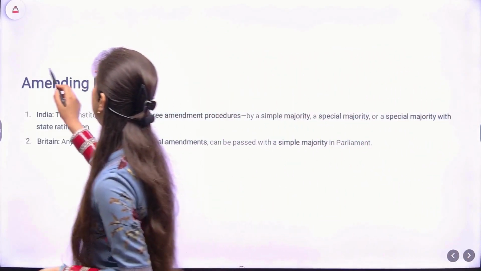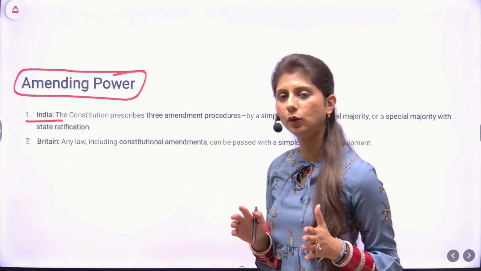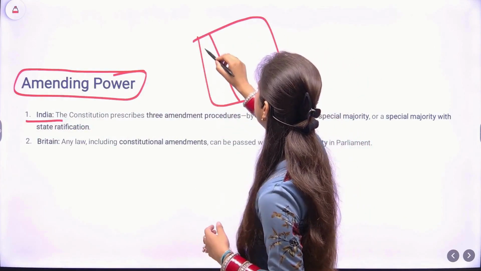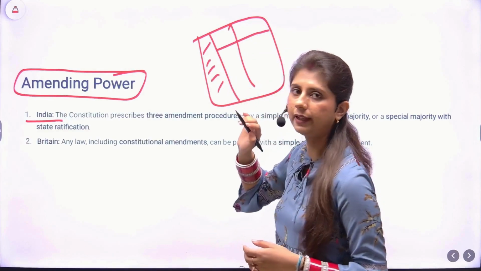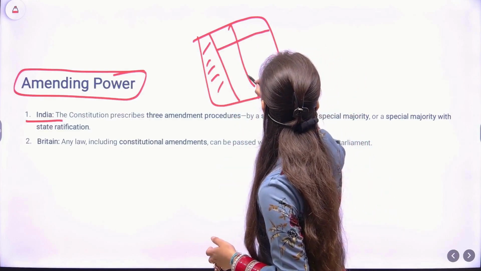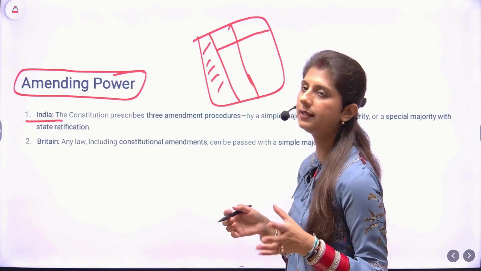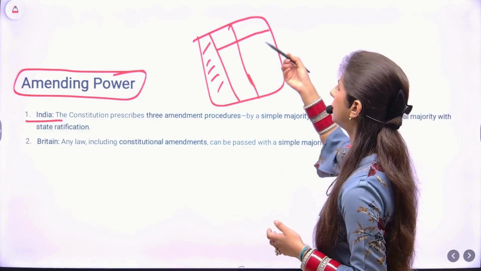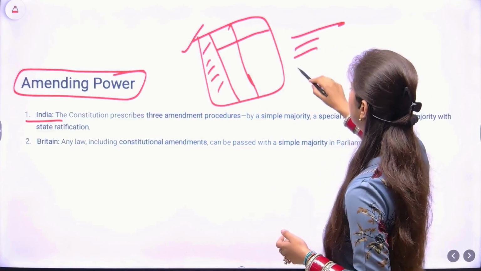The last one is amending power. Similarly, you can use either just the comparative structure, writing down all the parameters here and then comparing, if you feel that you have a lot of points and the word limit is less. Otherwise, if you feel the points are less and you need to fulfill the word limit criteria, then you can use a mix of structures, like the comparative structure, and write the next parameter in bullets.